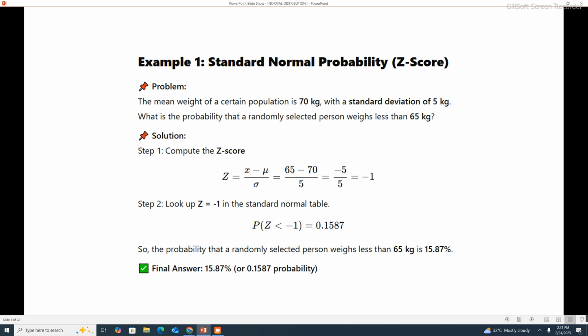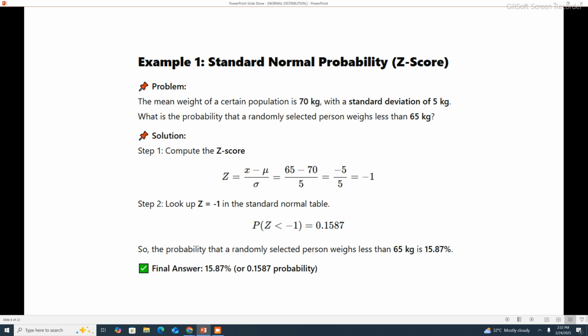So, a sample now. They said the mean weight of a certain population. Look at it. The mean weight. That shows that they are giving us this one. You see 70 here. That shows this is the mean. The mean weight of a population is this. And the standard deviation is 5 kilograms. We're given the standard deviation.